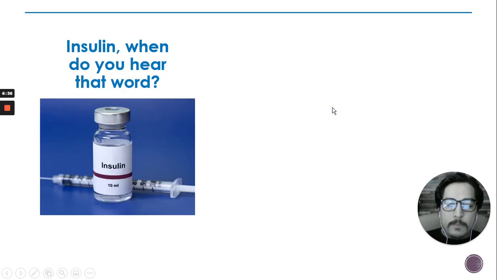Let's move on. We're actually almost done. This is a little bit more interesting. So insulin, when do you hear that word? Have you ever heard the word insulin? Maybe? In Spanish, just in case you don't know, insulina. Insulin is a type of medicine that you give to people that have diabetes.